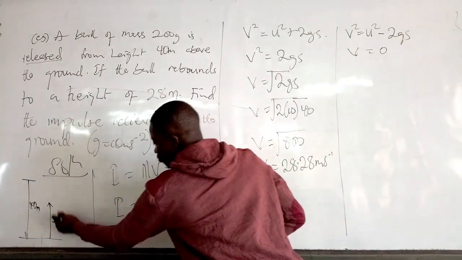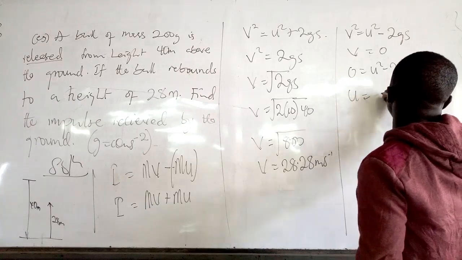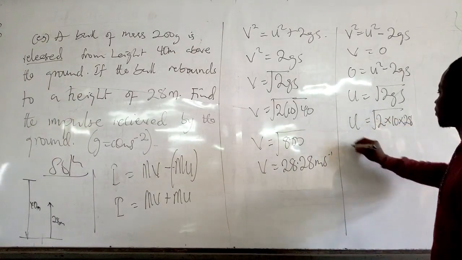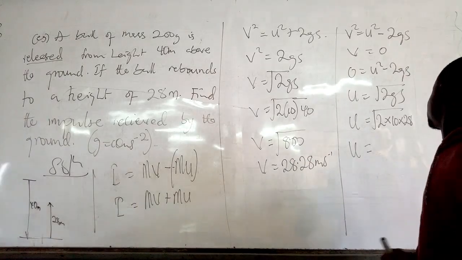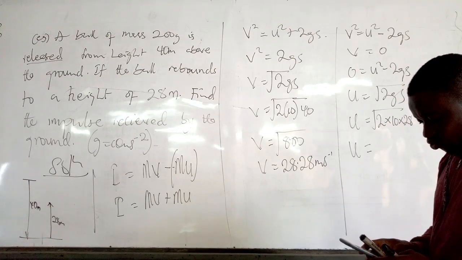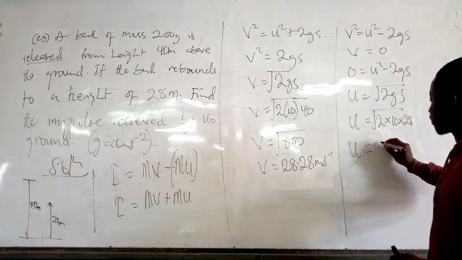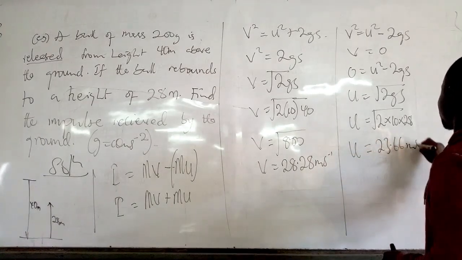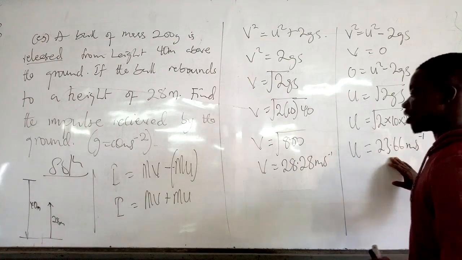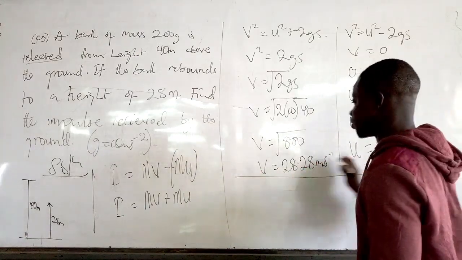At the maximum height, where you get to 28 meters, we get 0 is equal to u squared minus 2gs. So u is equal to square root of 2gs. So u is equal to square root of 2 times 10 times 28. That will give me 23.66. So u is equal to 23.66 meters per second. All right. So this is the initial velocity u. This is the final velocity v. So now we put these two values in this equation and solve it.